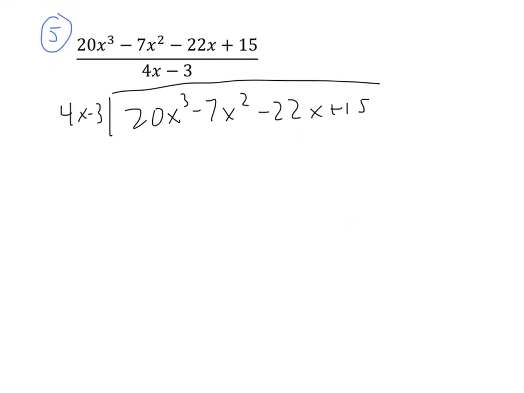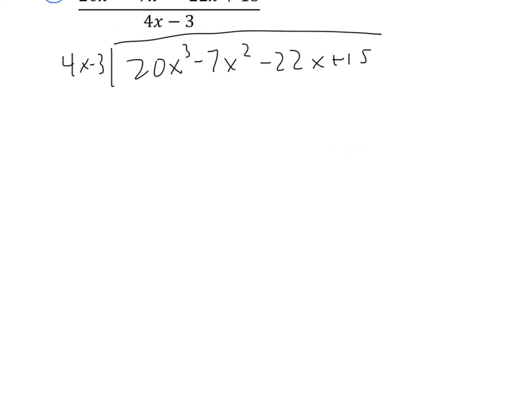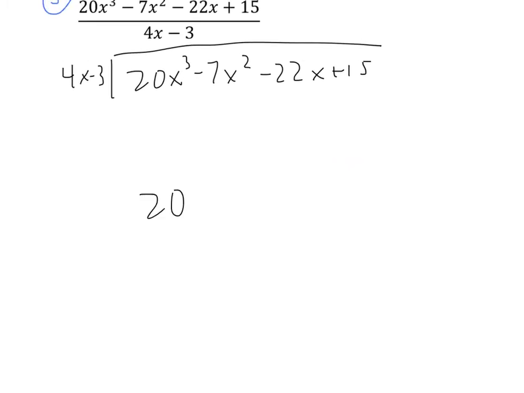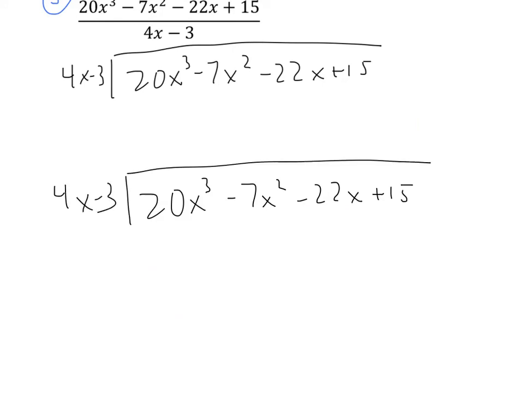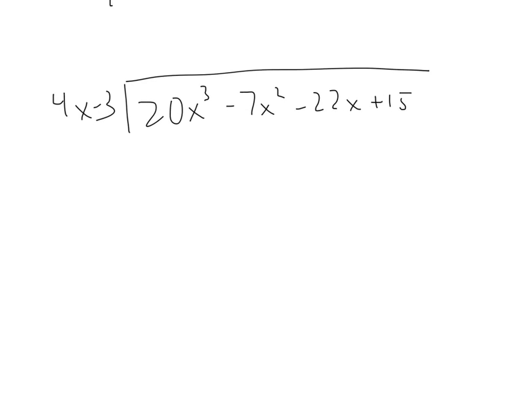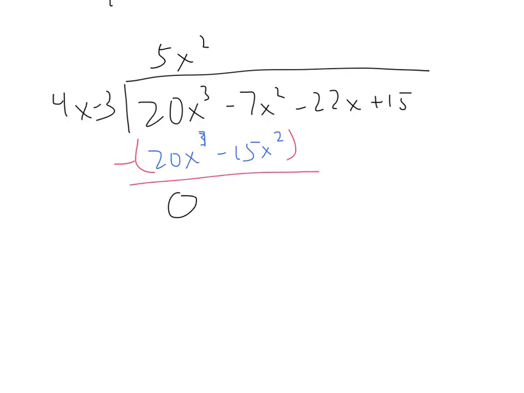And I just realized I didn't give myself enough room here. So let me move down and do it again over here. 20x cubed minus 7x squared minus 22x plus 15 divided by 4x minus 3. Okay, so you can check your work. Here's what you should get. 4x goes into 20x cubed, 5x squared times. If I multiply that, that's going to give me 20x cubed minus 15x squared. When I subtract this, this first part's going to be 0, and then negative 7x squared minus negative 15x squared, that's going to be positive 8x squared.